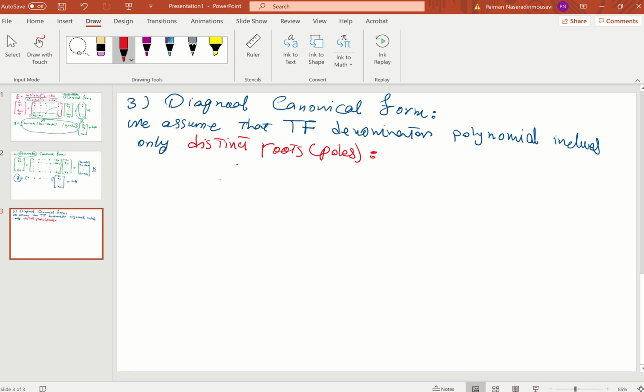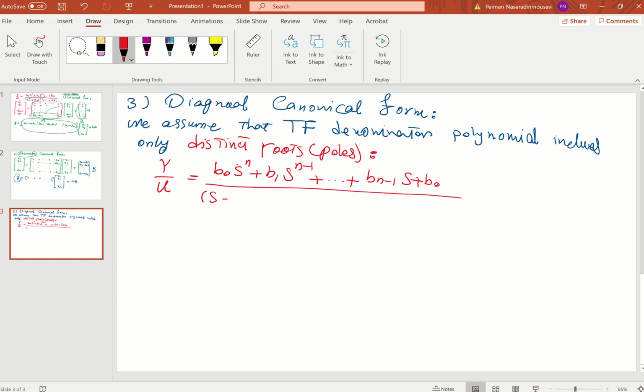Okay, so on the other hand, y over u, if this is the transfer function as we had here, b naught has distinct poles. Just to give you a trivial example, this is an underdamped system, right, or an overdamped system.